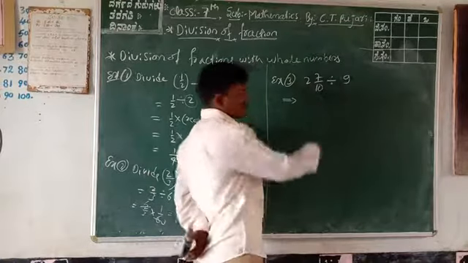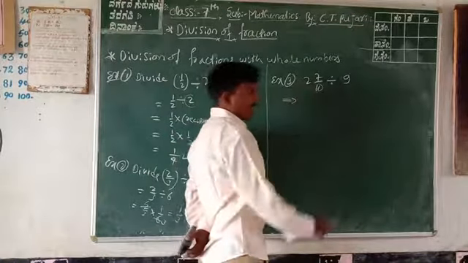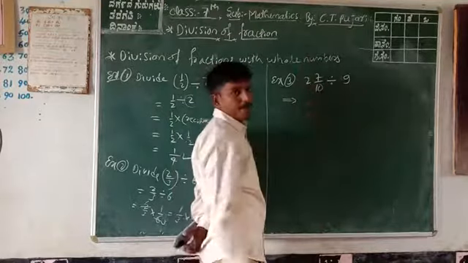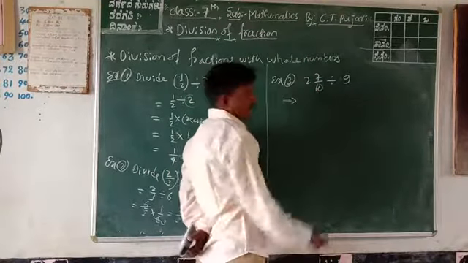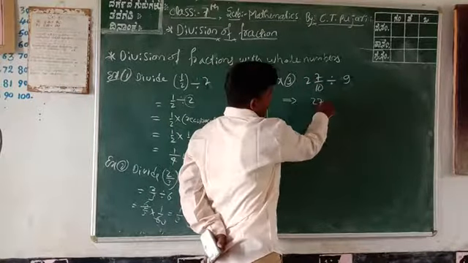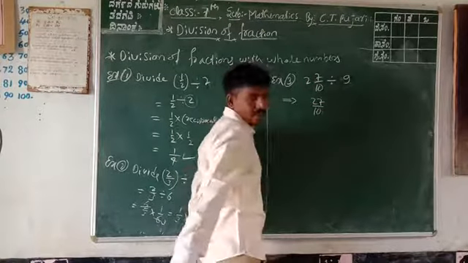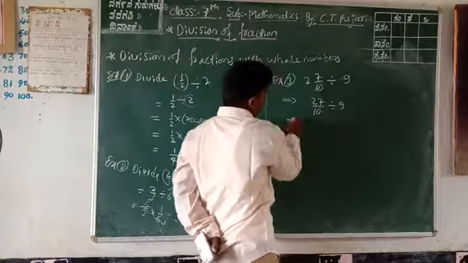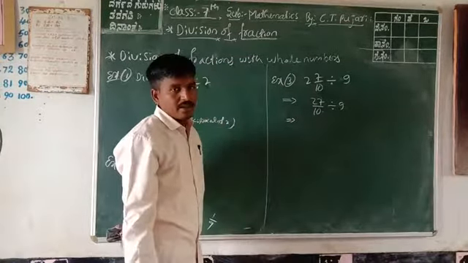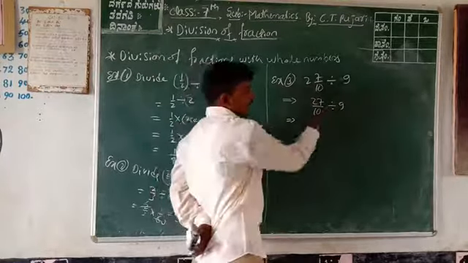The first step is the mixed fraction. Convert the mixed fraction into an improper fraction. Therefore, 10 twos are 20, 20 plus 7 is 27 by 10. Again the division sign, then 9. The next step is to change the sign.